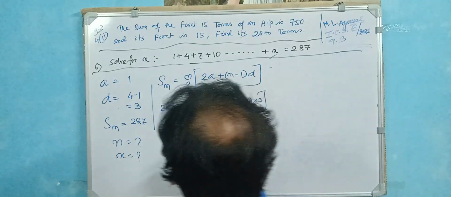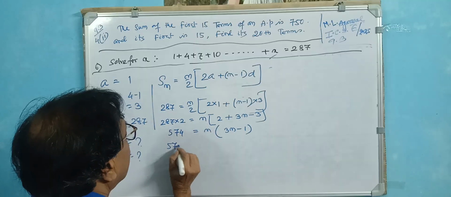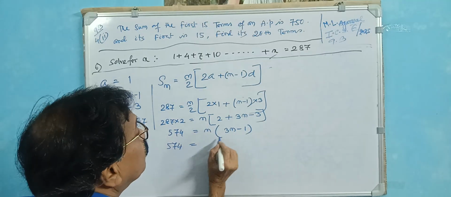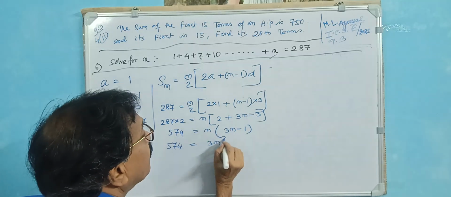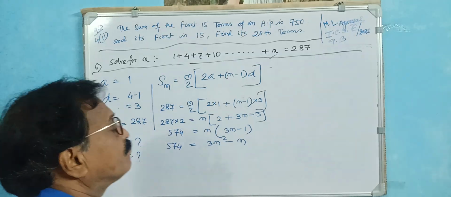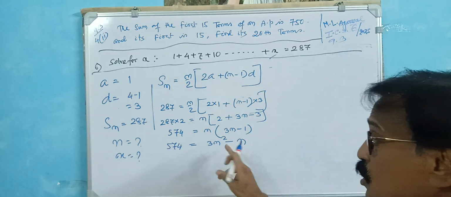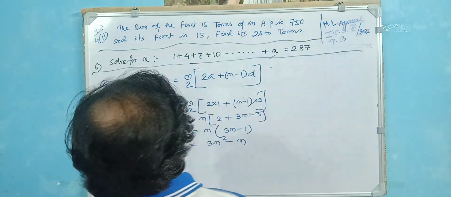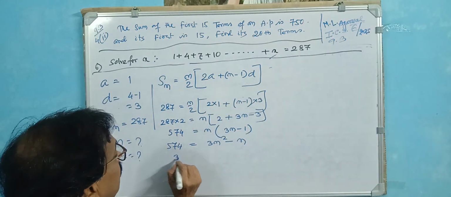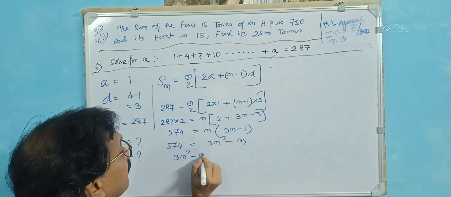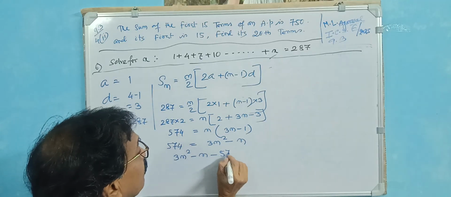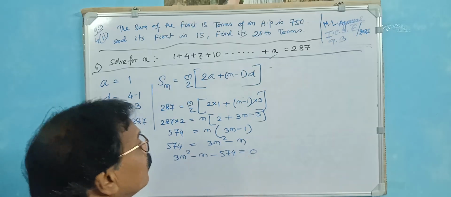$574 is equal to 3n square minus n. Now the confusion arises: the middle term factor is there because the square is there. So ultimately this is 3n square minus n minus 574, that is equal to 0.